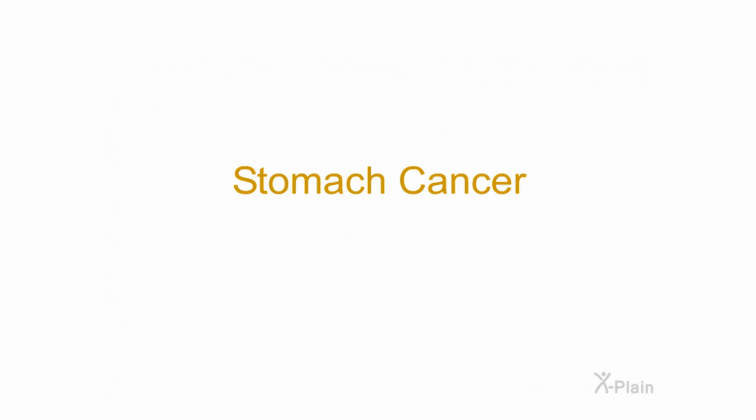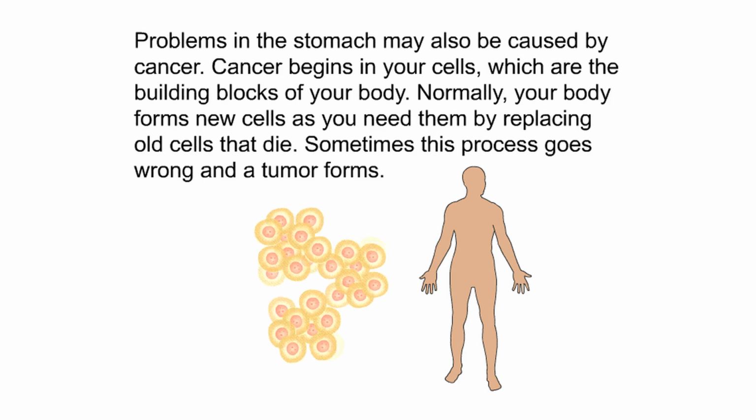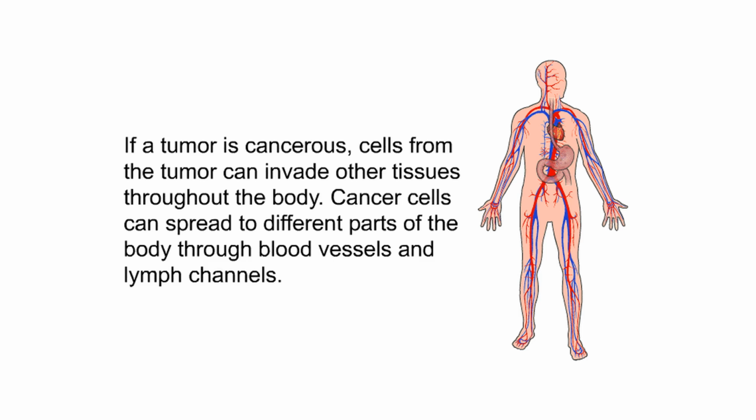Stomach cancer. Problems in the stomach may also be caused by cancer. Cancer begins in your cells, which are the building blocks of your body. Normally, your body forms new cells as you need them by replacing old cells that die. Sometimes this process goes wrong and a tumor forms. If a tumor is cancerous, cells from the tumor can invade other tissues throughout the body. Cancer cells can spread to different parts of the body through blood vessels and lymph channels.